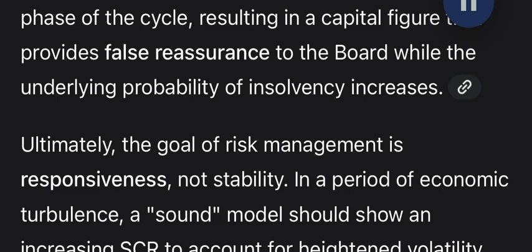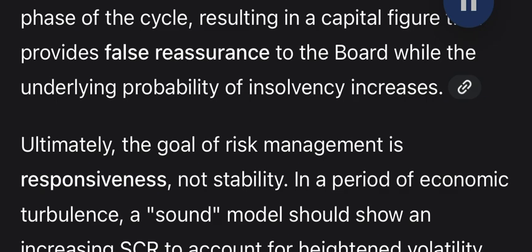Within the framework of the actuarial control cycle, the firm's claim fails because it ignores the necessity of the feedback loop. Robust risk management requires continuous monitoring where actual experience is compared against model expectations. If external factors such as increased market interdependence or tail dependency have evolved, professional judgment dictates that the model must be recalibrated. A stable SCR suggests that the firm has skipped the re-specification phase of the cycle, resulting in a capital figure that provides false reassurance to the board while the underlying probability of insolvency increases.